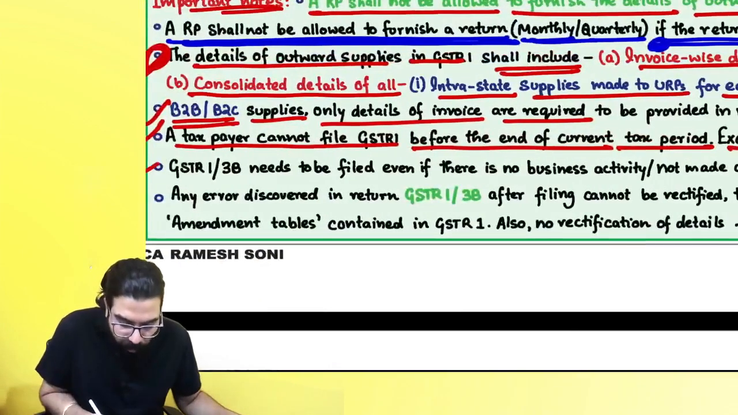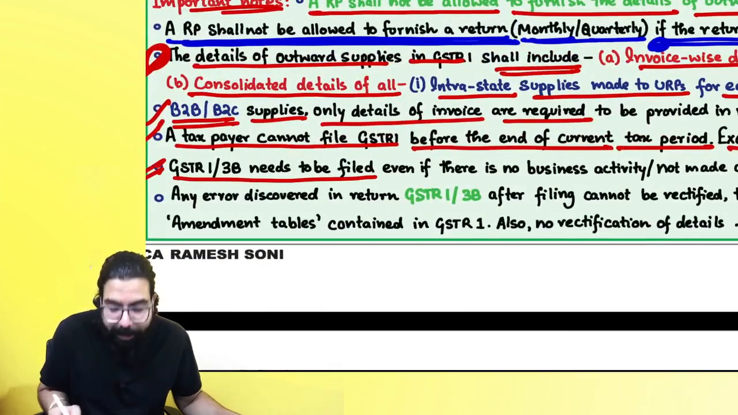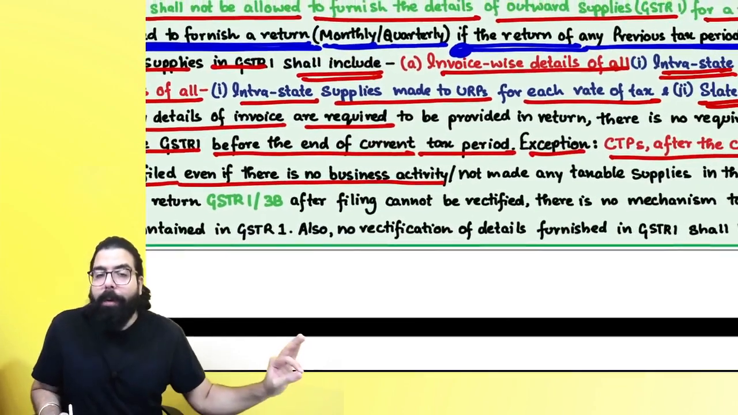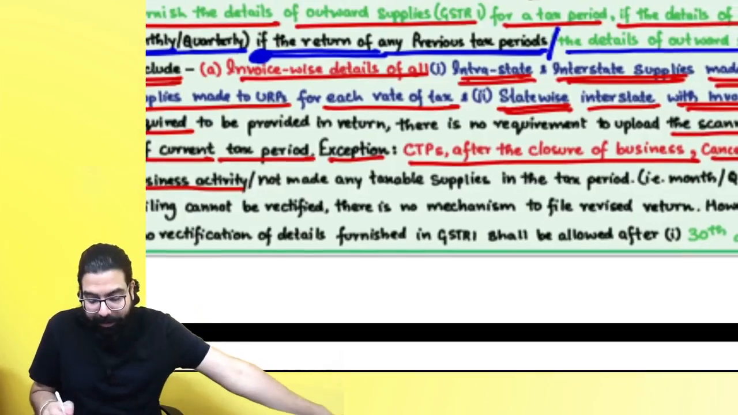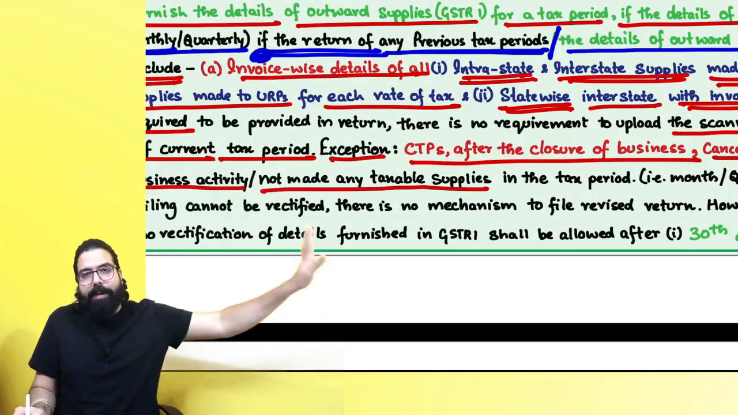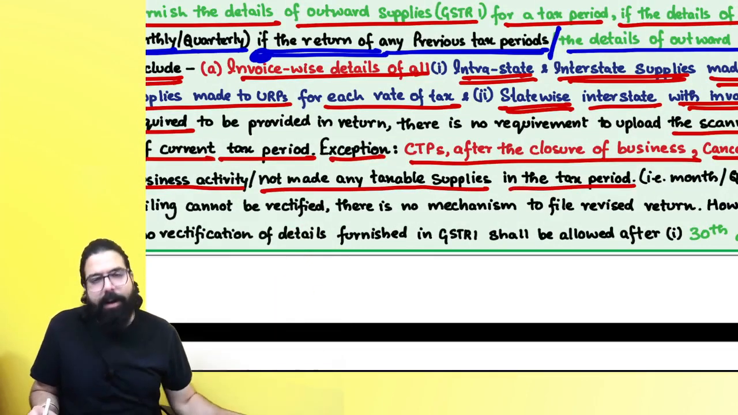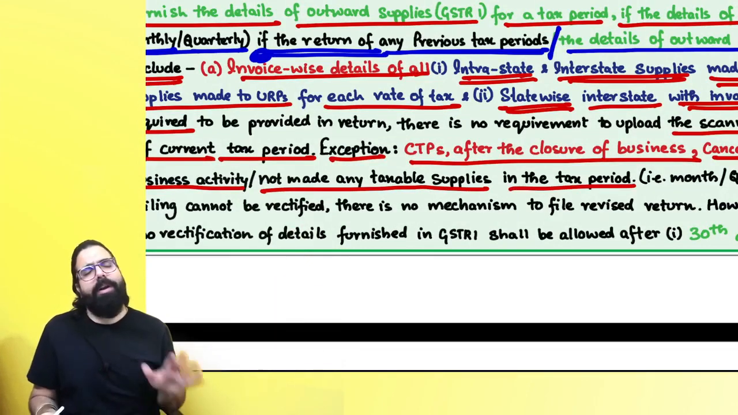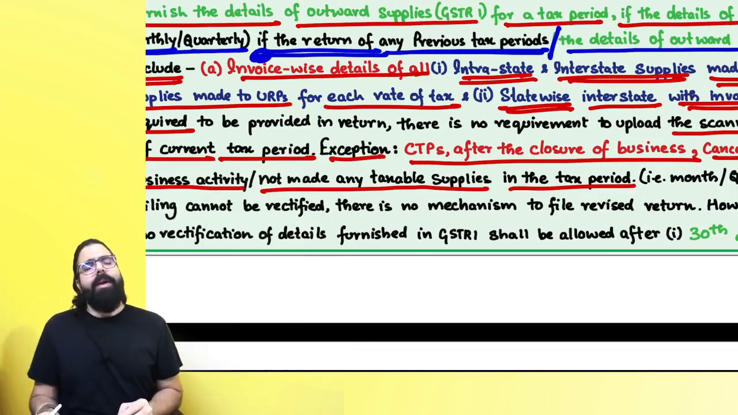The next one is GSTR 1, GSTR 3B needs to be filed even if there is no business activity. When you are not doing any business activity, or if you have not made any taxable supplies in the tax period, monthly or quarterly, whatever return you are filing, you still have to file your return.